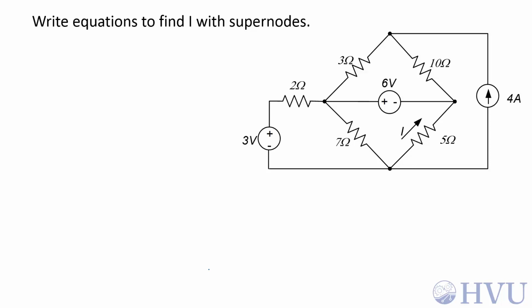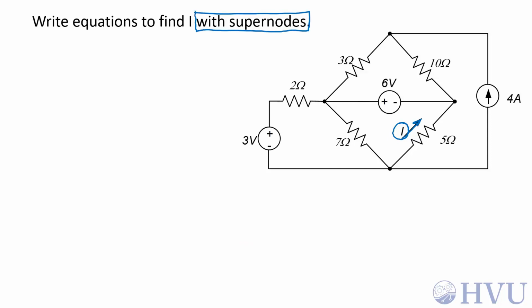In this example, we want to write equations from which we can find the current I, positive in this direction, for this circuit using nodal equations two different ways. The first approach will be to use supernodes. As always, the first step is to define nodes.